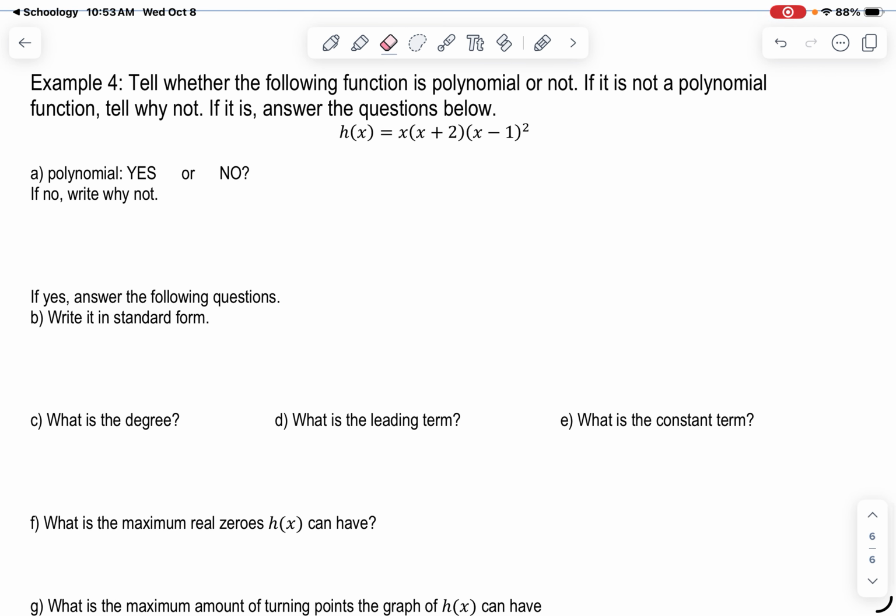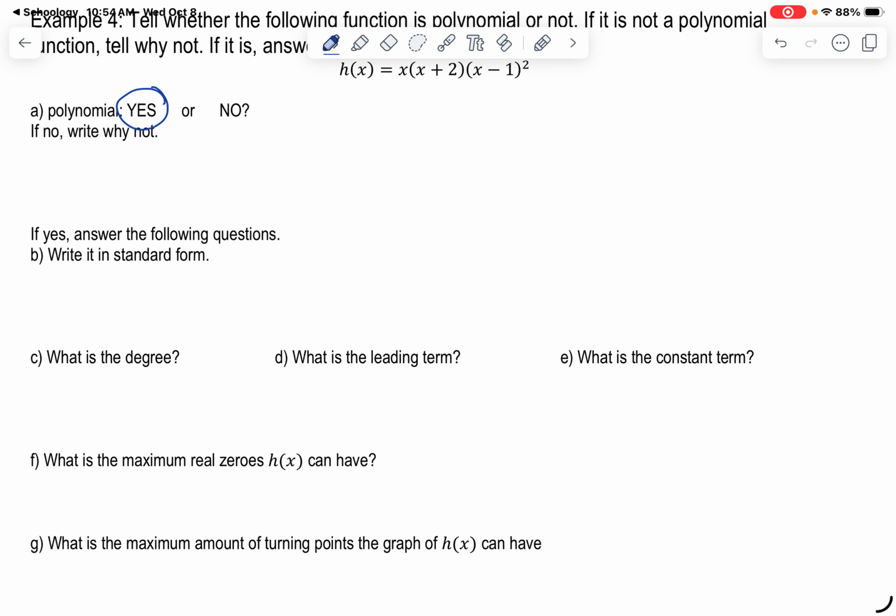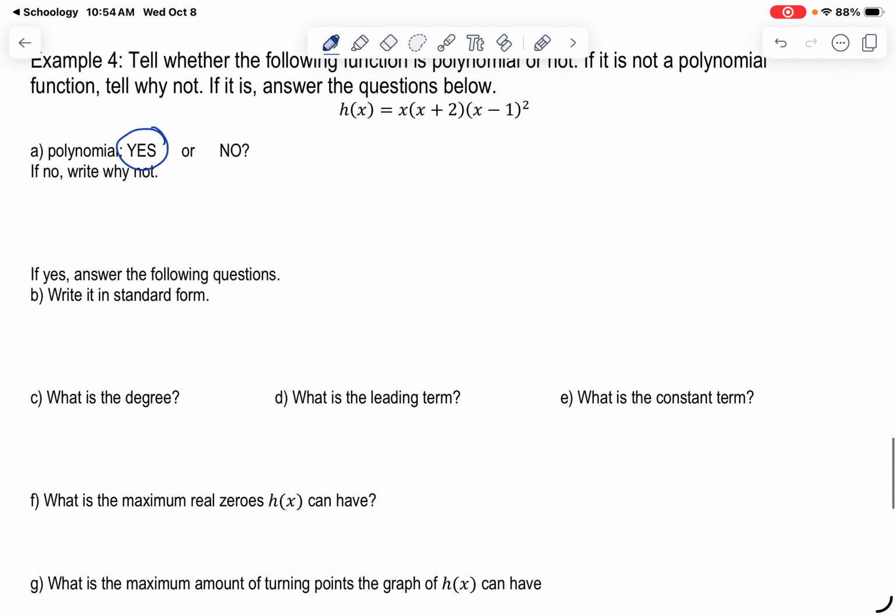All right, example 4, same directions. Is this a polynomial? It's in factored form, but if I multiply it out, I can get it in that general standard form of a polynomial, so yes, it is. The coefficients on my terms are all real, and my exponents will all be positive. Oh, write it in standard form. So we are going to multiply this out, okay? I'm going to multiply it out right here and then just write the answer down there.